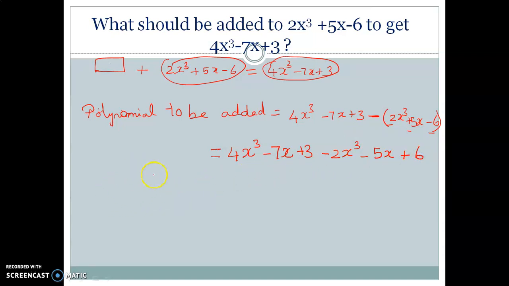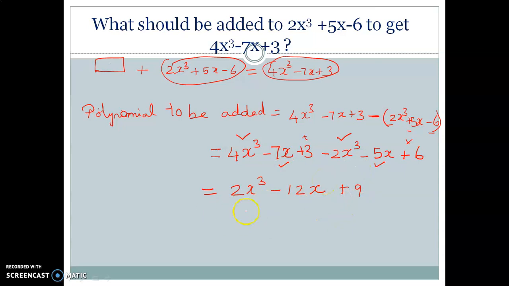Okay, now collect the like terms. Here 4x cube minus 2x cube. So what will I get? 2x cube. Here minus 7x minus 5x. So we will get minus 12x. Here plus 3 and here plus 6. So plus 9. So we have clubbed all these and we have simplified the expression. So this expression has to be added with this to get this.